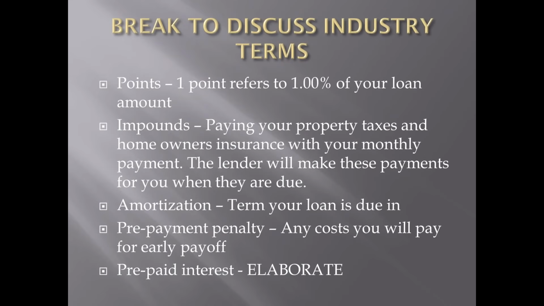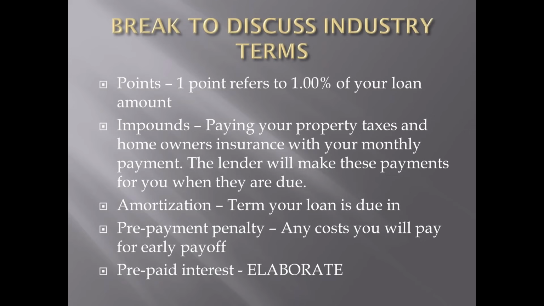We're going to take a quick little break to discuss some industry terms. Many of you already know some of this stuff, and a few of them I'm hoping will be new for you. Points always refer to 1% of your loan amount. Impounds means paying your property taxes and homeowner's insurance with your monthly payment each month. The lender is going to make these payments for you whenever they're due.